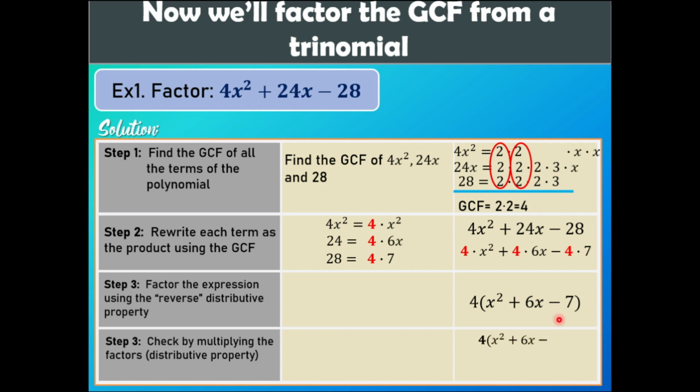Let us check if this factoring is correct. So 4 times x squared plus 6x minus 7, using the distributive property, we have 4 times x squared plus 4 times 6x minus 4 times 7. 4 times x squared is 4x squared. 4 times 6x is 24x. 4 times 7 is 28. So we have the correct factors.